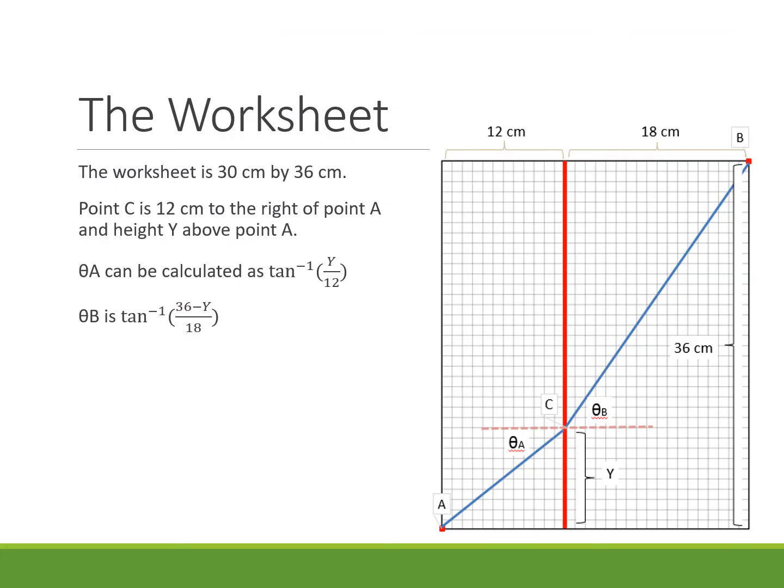So the worksheet is a 30 by 36 unit grid divided into two sides by a red line, right? The left is side A, which includes point A in the lower left corner, and the right of the red line is side B, which has point B in the upper right corner, right? So this example shows where point C is a certain height y above the bottom, and the dotted line is the normal or perpendicular to the red line, and I've indicated angles A and angles B.